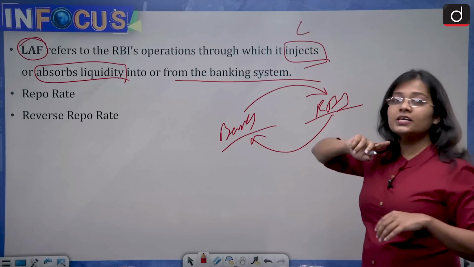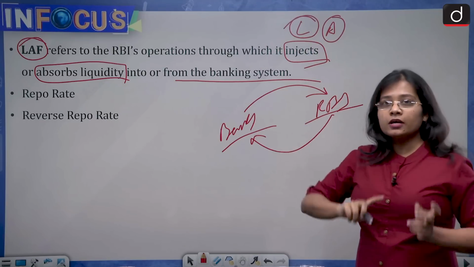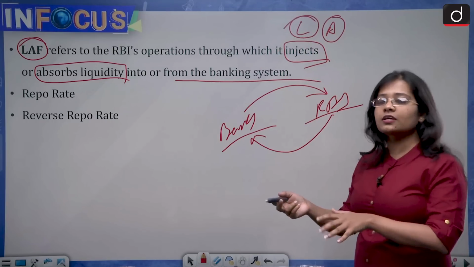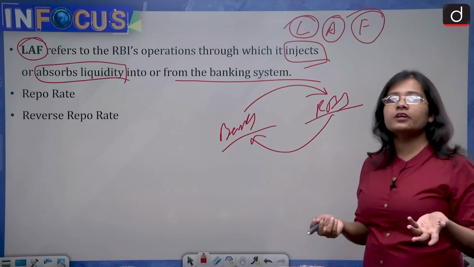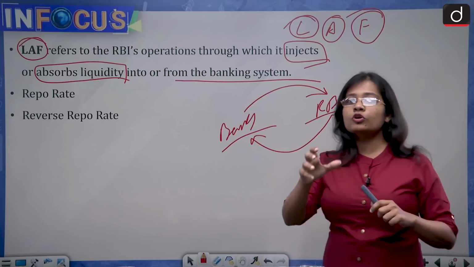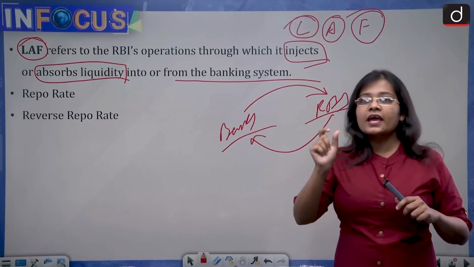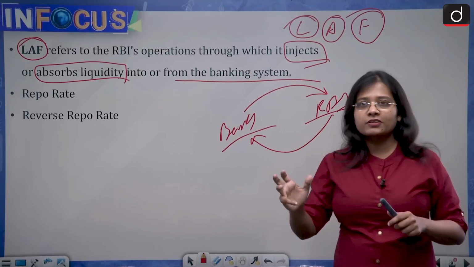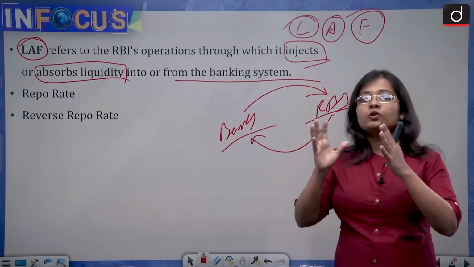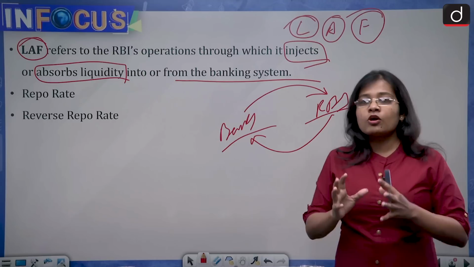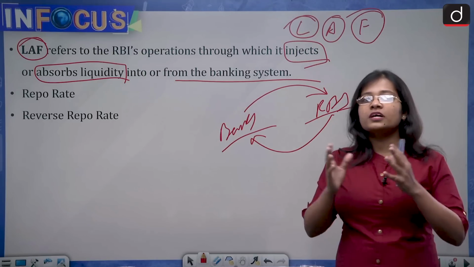Liquidity means money. Adjustment is that RBI is adjusting the money. When it is more, they are absorbing it. When it is less, they are injecting it. So liquidity adjustment facility, and who facilitates it? It is the RBI which facilitates it. These are very simple things. You just have to read the name of the word very carefully. LAF, liquidity adjustment facility. So someone has the capability or the facility to adjust the money or the cash into the market or into the banking system, and who is that authority who is doing it?